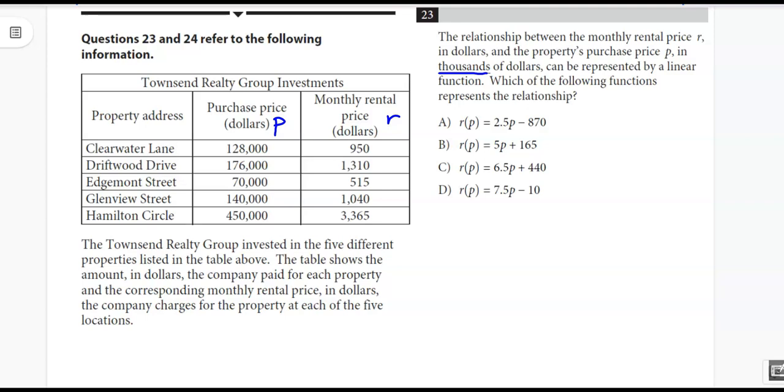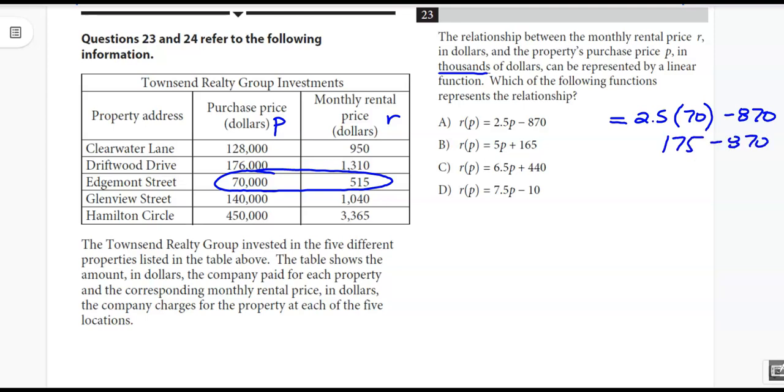So for part A, I'm going to have 2.5p, so 2.5, and let's just pick one of the numbers over here. This one's pretty small, so I'm going to use that because it's smaller numbers. P was in thousands, so instead of writing 70,000, I'm just going to put 70, all right? And then I'm going to subtract 870, and let's see what the rental price is. So 2.5 times 70, well, that's going to be only 175, take away 870. That's going to give me a negative number. So I know that A can't work.